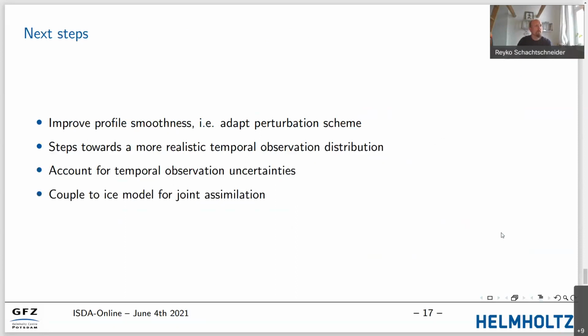also important are more steps towards more realistic temporal observation distributions, and to account for temporal observation uncertainties, which is quite tricky when we use rates of change, because then the ratio of two Gaussian distributions is a distribution with no statistical moments. So this is quite tricky to handle. And the next big task is to couple the ice model and the viscosity model to have a joint assimilation for both models.